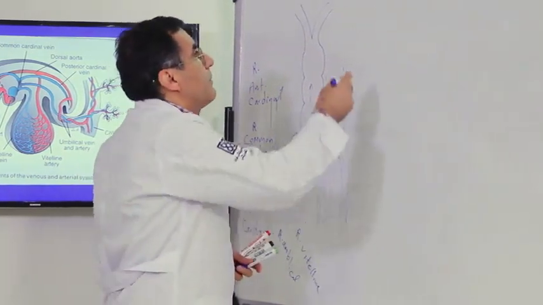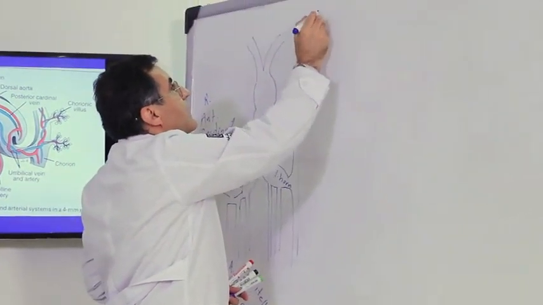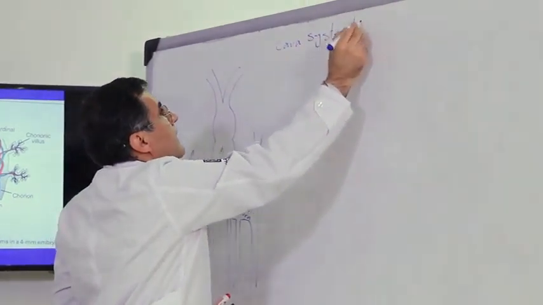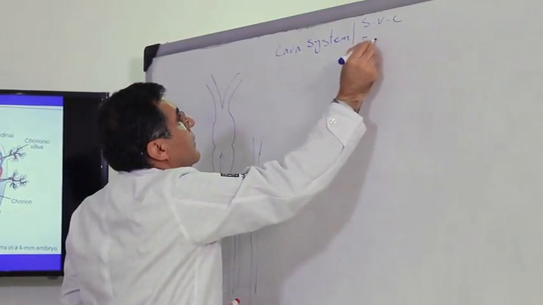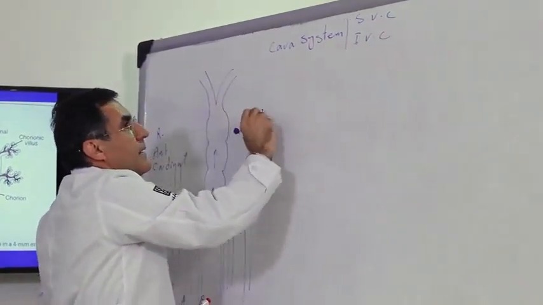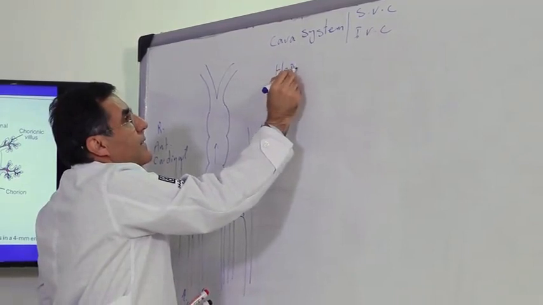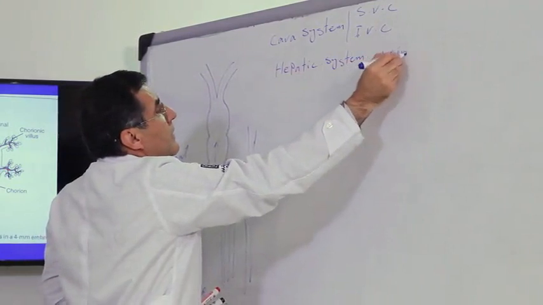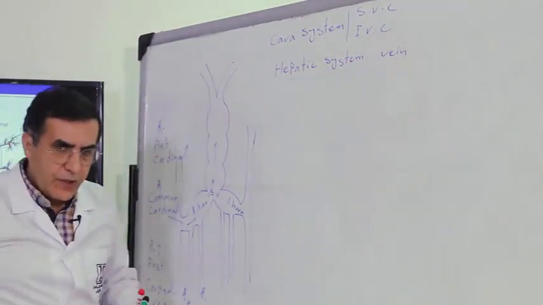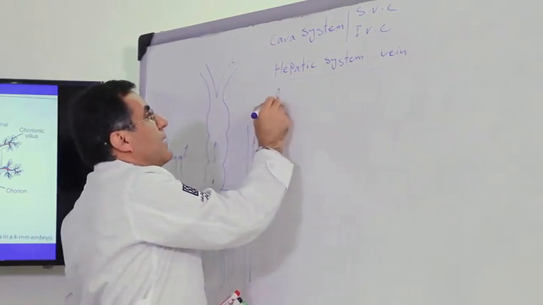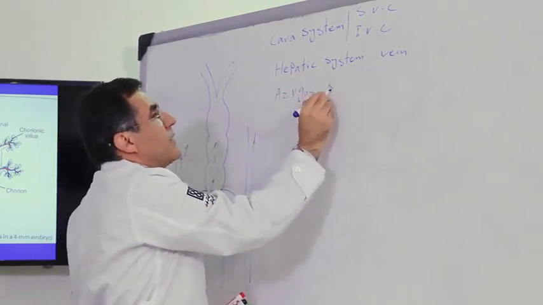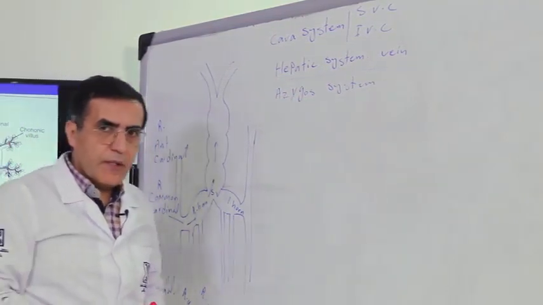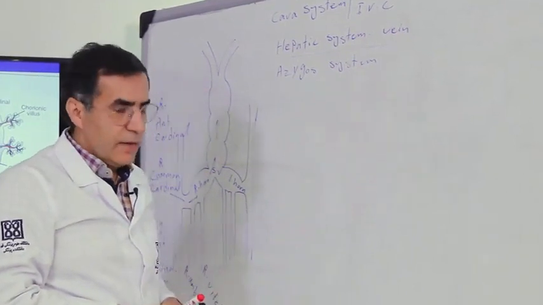As you know, in the body we have a cava system, it means the superior vena cava and inferior vena cava, and the hepatic system veins that drain the GI tract, and the azygous system that drains the body wall, especially the posterior intercostal veins. You read in the anatomy.